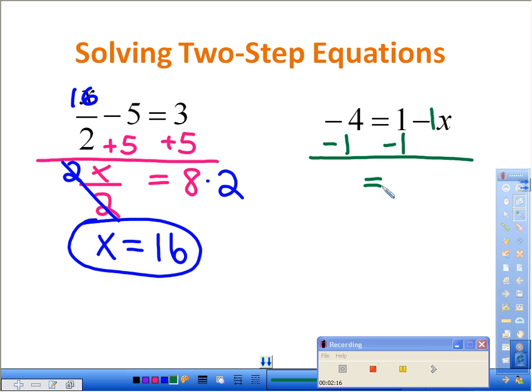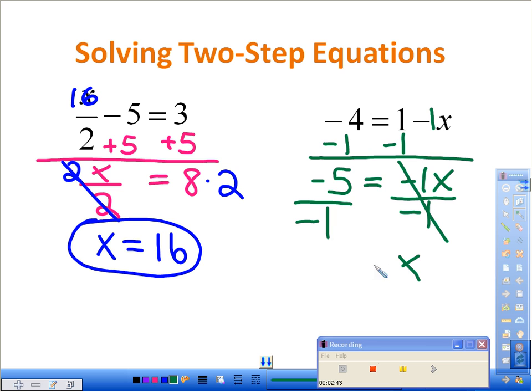Bring down the equals. On the left, negative 4 minus 1 would be negative 5. And on the right side, positive 1 and minus 1, they cancel each other out, and we're left with negative 1x. We have one step left to finish this equation. To undo multiplying by negative 1, we divide both sides by negative 1. Now these negative 1's cancel out, and we're only left with x. And on the left side, negative 5 divided by negative 1 gives us a positive 5. So the solution of this equation is x equals 5.